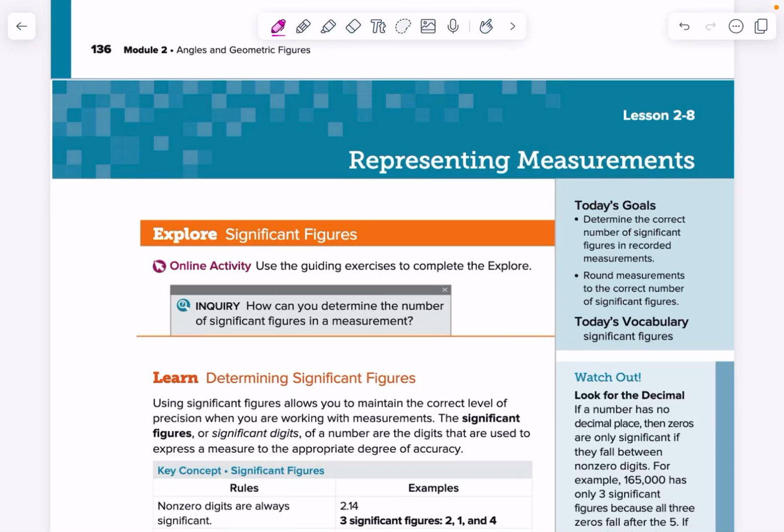Okay, geometry, we're in the last section of chapter 2. We are in section 2.8, which means that next week we'll start review and we'll do the test over chapter 2. So be thinking about that in the near future.